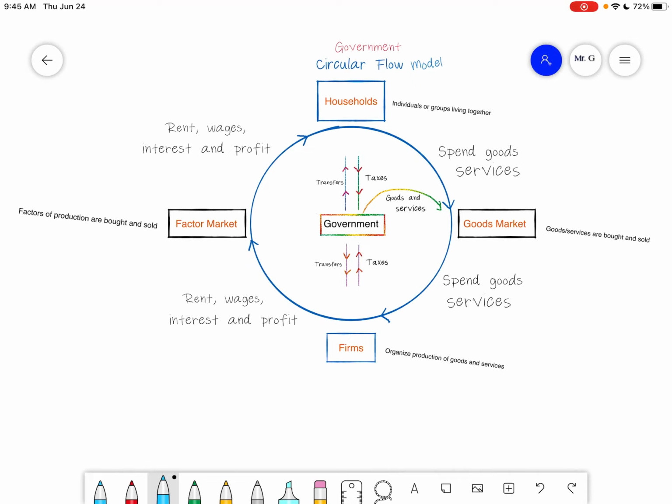We're going to focus just on the government portion. We've talked about the other aspects of this model, and none of that has changed. What we're talking about is the government portion in here. So what does the government do?